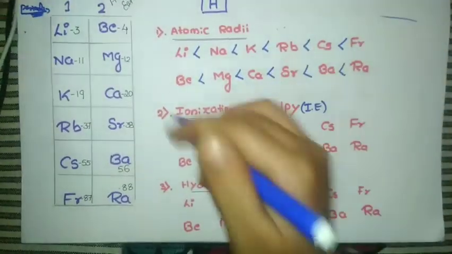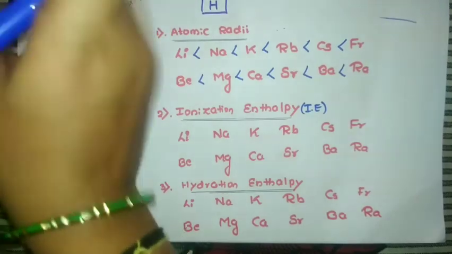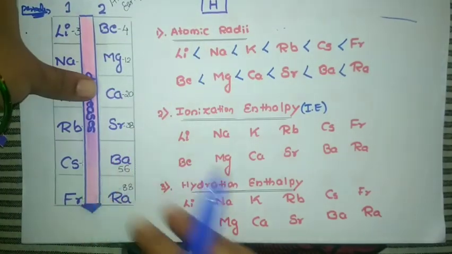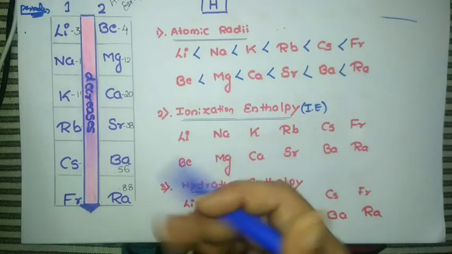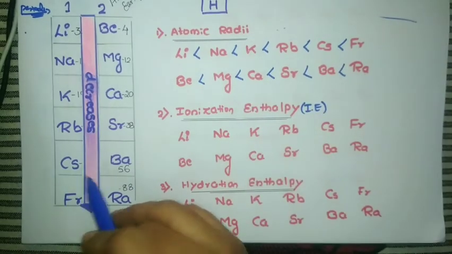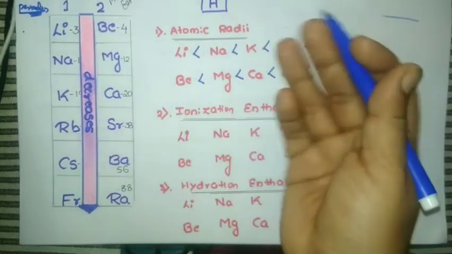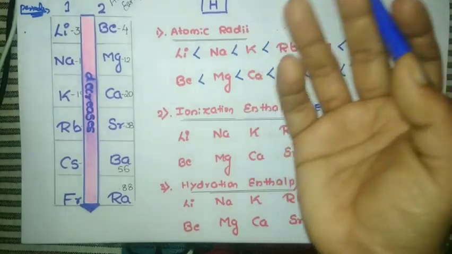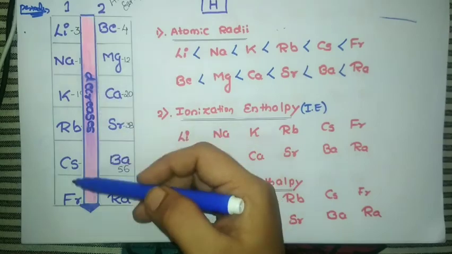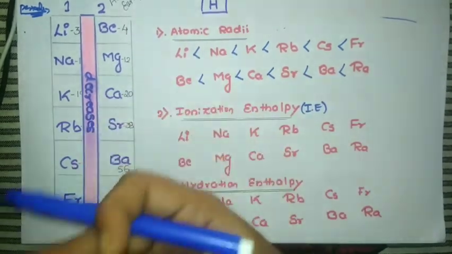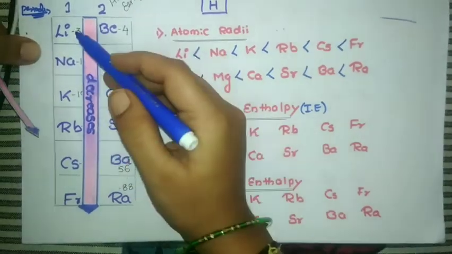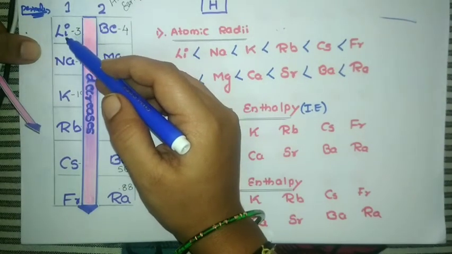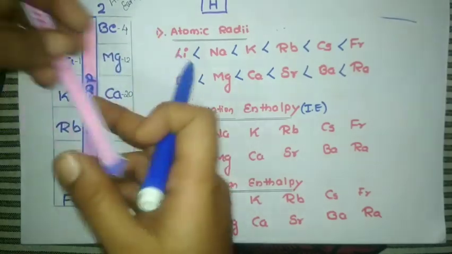That means the trend is that as we go down the group, the ionization energy decreases. It decreases because as we go down the group, the atomic radius increases and the size increases, so the outermost electron is held very loosely. So we can remove the electron from the outermost orbit easily, by spending less energy. As we go down the group, the ionization energy goes on decreasing. Among these elements, lithium will have the highest ionization energy because of its small size.